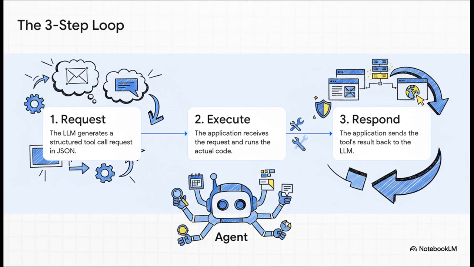Second, execute. And this part is absolutely critical for security. The application, not the LLM, receives that request and runs the actual code. Finally, respond. The application sends the result, whether it succeeded or failed, back to the LLM. The loop is now closed, and the AI has new info to work with.